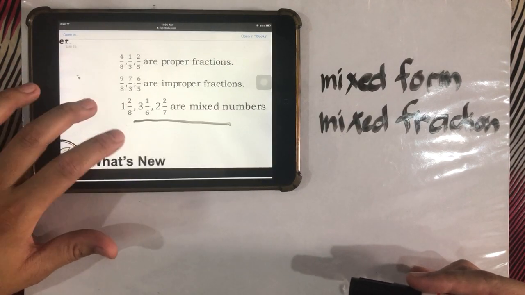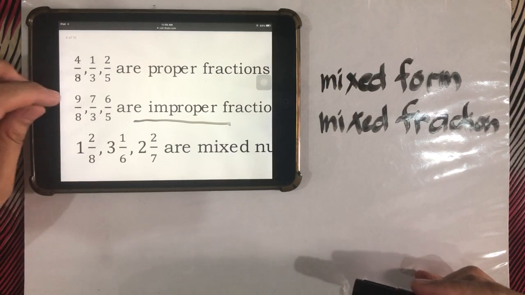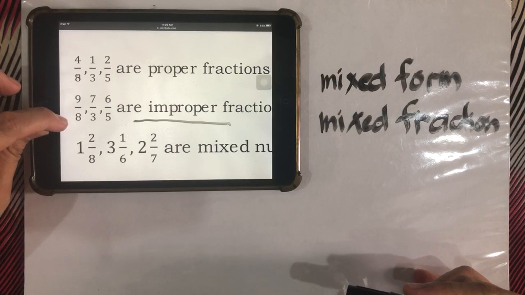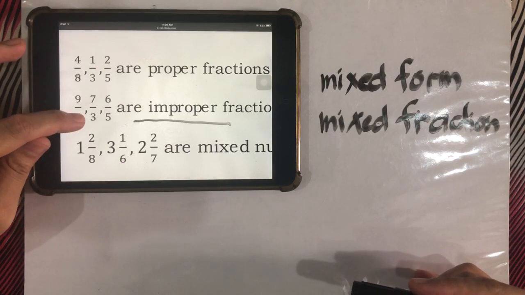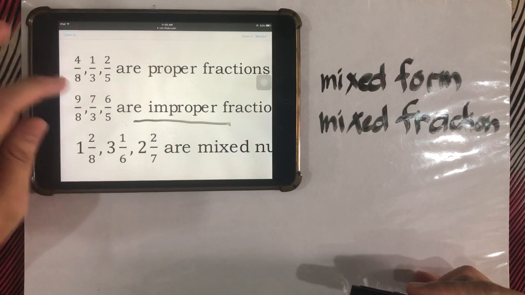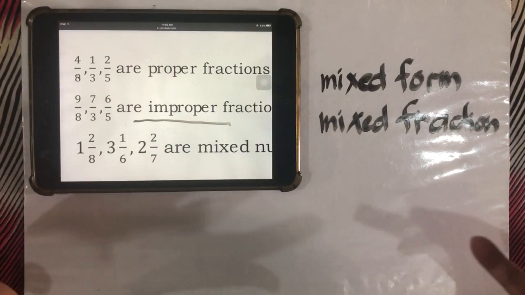Okay, again, let's do that. So, for it to be called an improper fraction, mas malaki yung nasa ibabaw, which is what we call the numerator, kesa sa denominator. So, you can see here, 9/8. Mas malaki yung numerator kesa sa denominator. 7/3. Mas malaki pa din yung numerator kesa sa denominator. 6/5. Mas malaki pa din siya, di ba? Sa proper, mas maliit yung ibabaw. Okay? Yun yung difference nila.